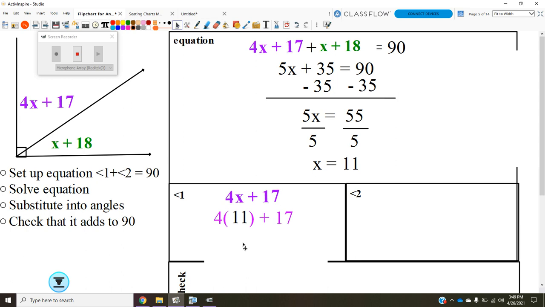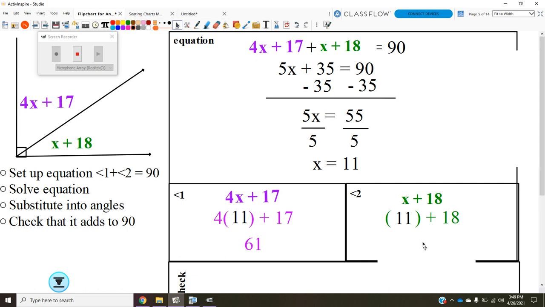So 4 times 11 plus 17 is 61. Then we're going to take the x plus 18 and do the same thing. We're going to sub in the 11, add 18, and get 29. Back in our diagram, we're going to label these 29 and 61.